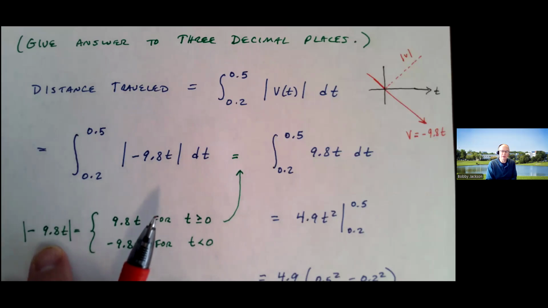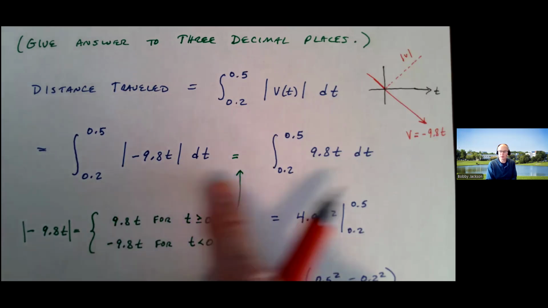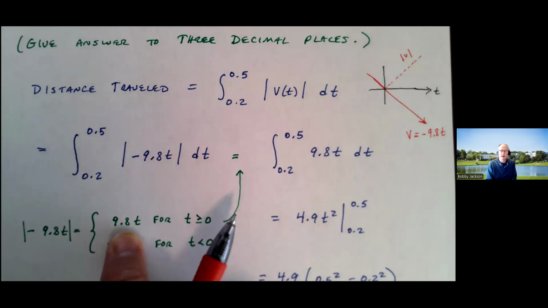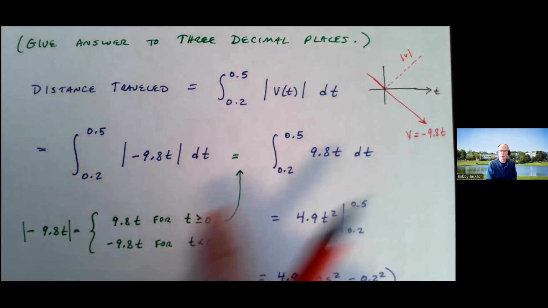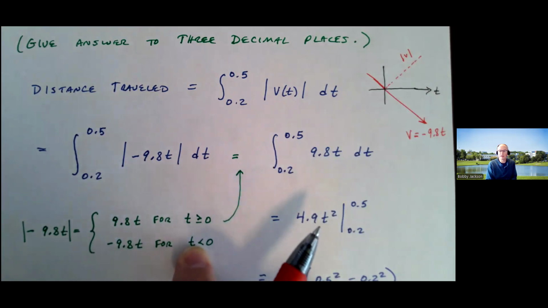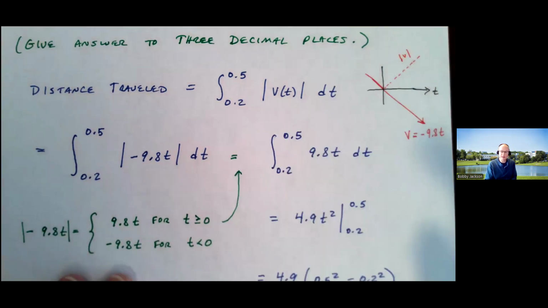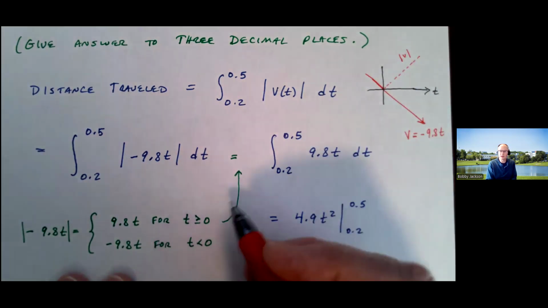The absolute value of negative 9.8 t is actually equal to 9.8 t for t greater than or equal to 0. In other words, we just get rid of the absolute value bars and the negative sign because of this fact right here. If we plug in a value less than 0, it would just be negative 9.8 t, but that's because it's above the x-axis there. But for this problem, we're going to start at 0, so that really doesn't matter.